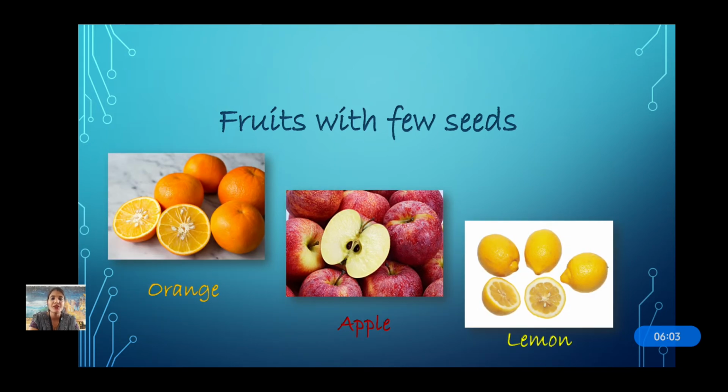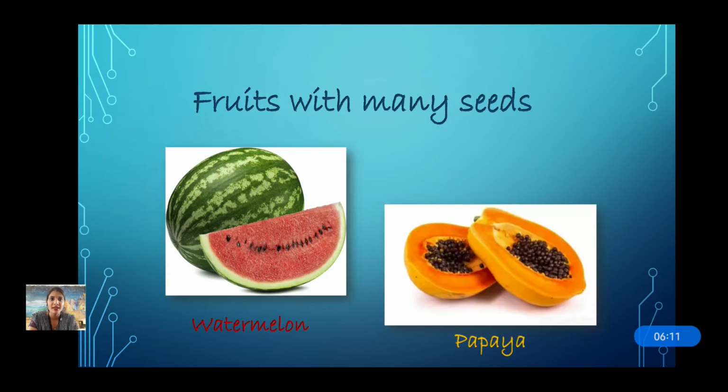Next, fruits with few seeds. Orange, apple, and lemon. They have very few seeds in them. Okay. Next, fruits with many seeds. Watermelon, papaya, they have many seeds in them. Imagine, have you ever seen a kiwi fruit? Yes, kiwi fruit also has many seeds in it.